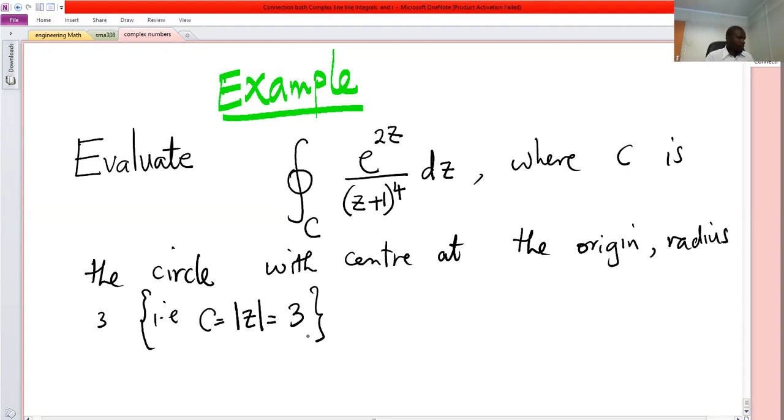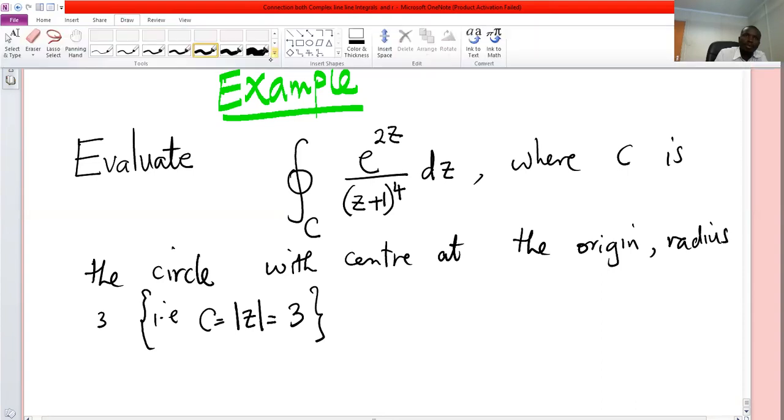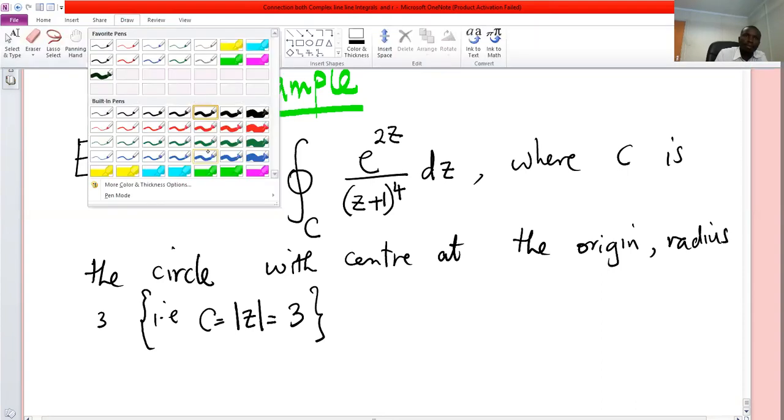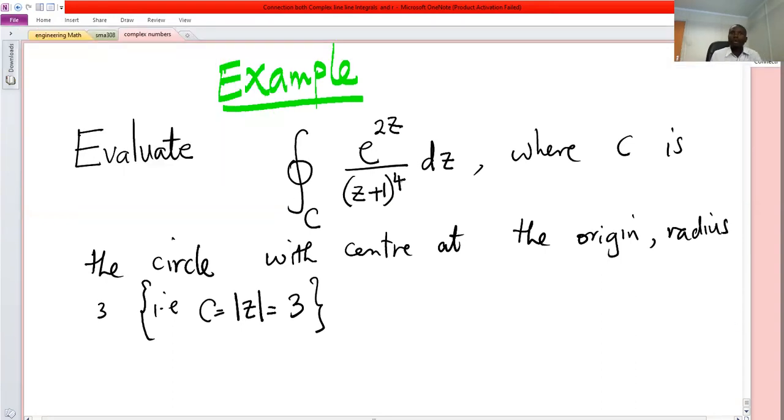So we have now to carry out the value of this integral. This one will be evaluated with the help of the second integral formula that we stated previously in the previous class, because we are saying that the power here is more than 1.